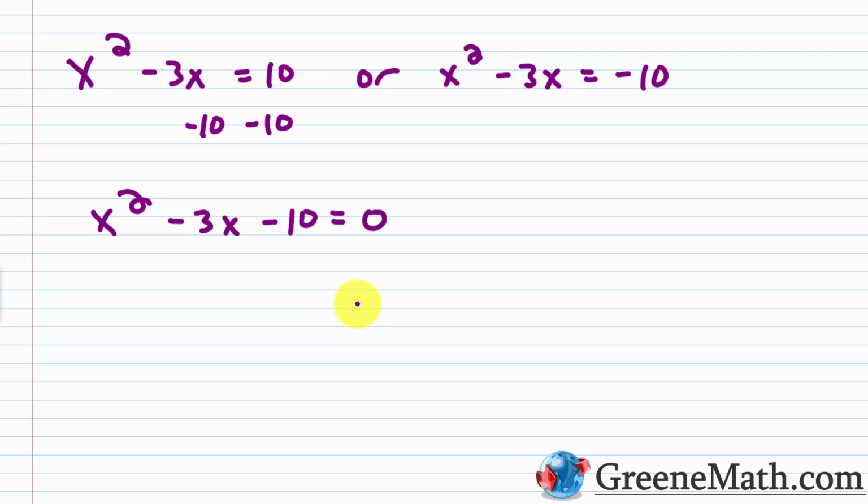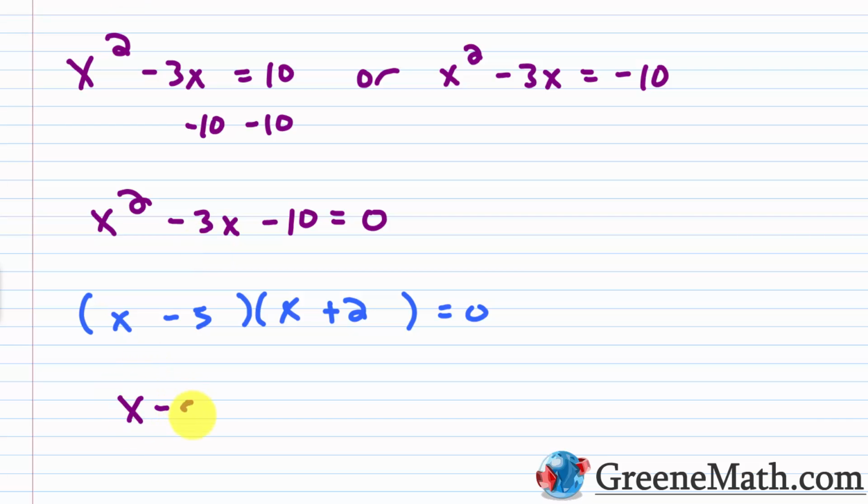And I can solve this with factoring. So for the left side, I can set this up as x here and x here. Give me two integers that sum to negative 3 and have a product of negative 10. That's going to be negative 5 and positive 2, right? Negative 5 times positive 2 would give me negative 10. Negative 5 plus 2 would give me negative 3. So let's set each factor equal to 0.